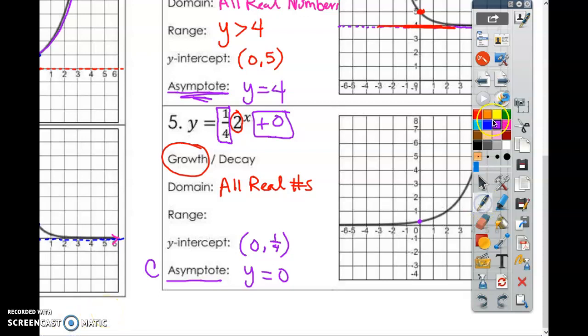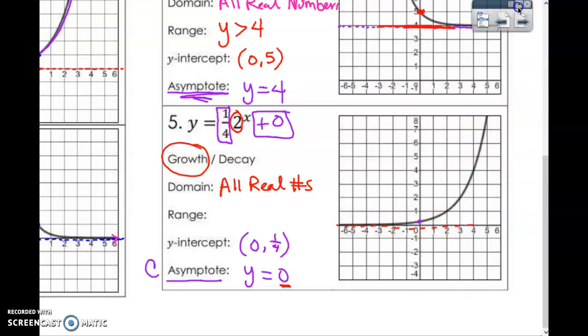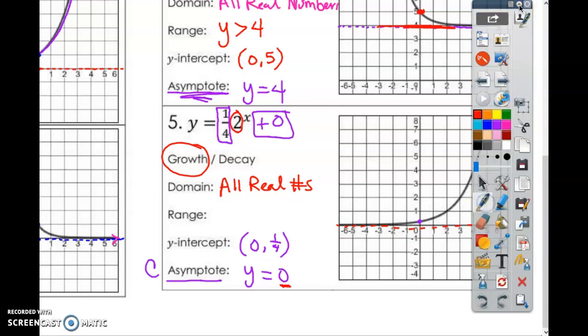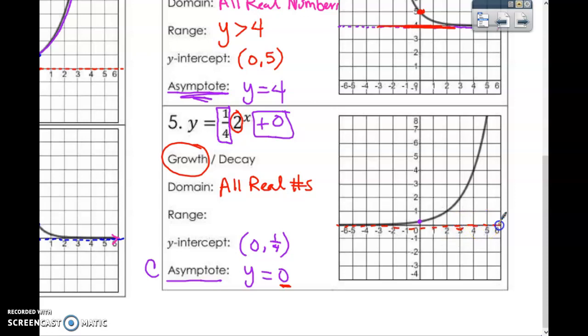And then the last one that we're going to do is the range. I know that my range starts at the asymptote, right? Right here, the imaginary line. And it's going up. Here's my asymptote. And the graph is going up. So it's y greater than 0.